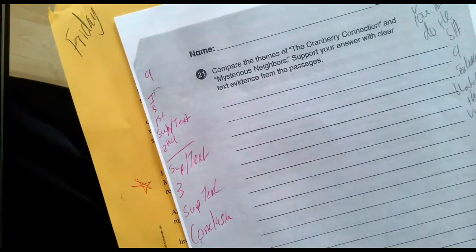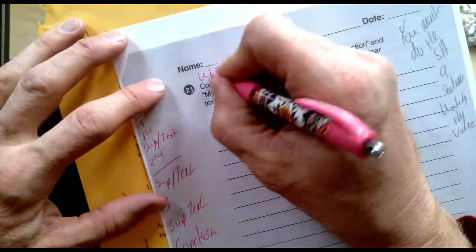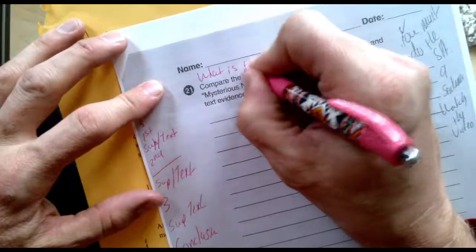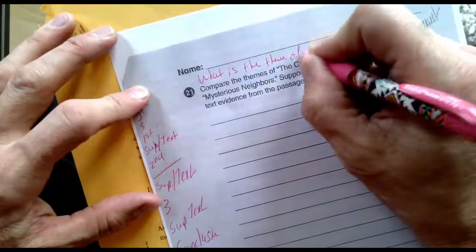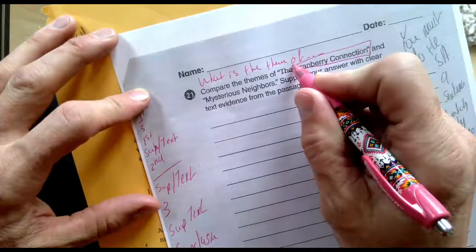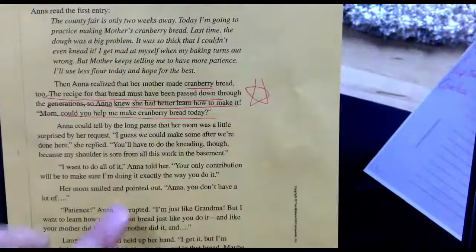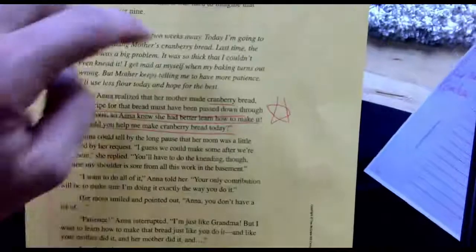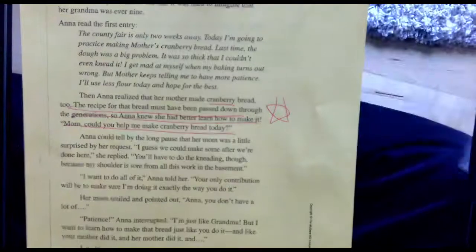Now remember, the conclusion sounds a lot like the topic. And our topic today is going to answer the question, what is the theme? We're going to change this to what is the theme of, and then whichever story you pick. I'm picking the Cranberry Connection because I think I found 3 of them in there. I went back and reread this story. I starred them. There might be a 4th one in here. You might want to include this in there. I mean, there's plenty that you could write about on this one.